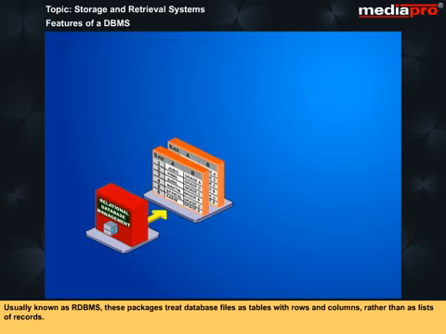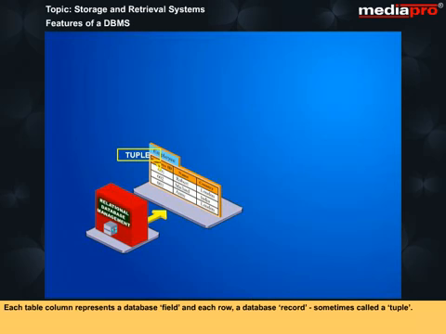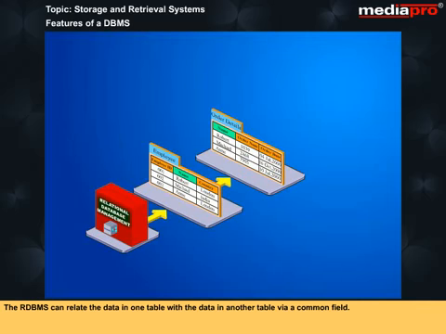Usually known as RDBMS, these packages treat database files as tables with rows and columns rather than as lists of records. Each table column represents a database field and each row a database record, sometimes called a tuple. The RDBMS can relate the data in one table with the data in another table via a common field.